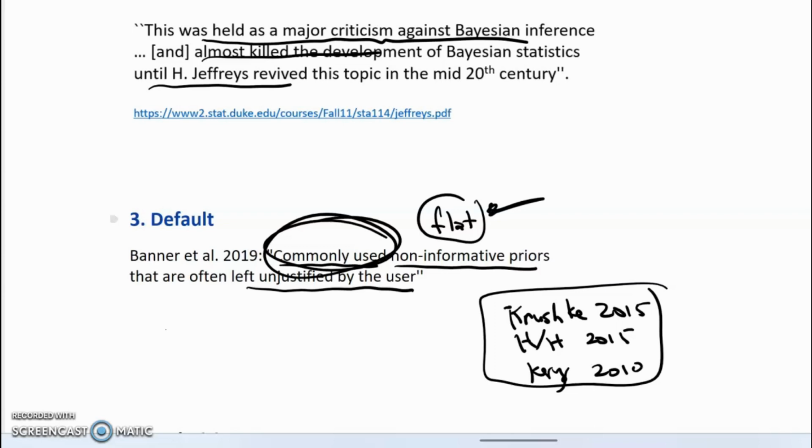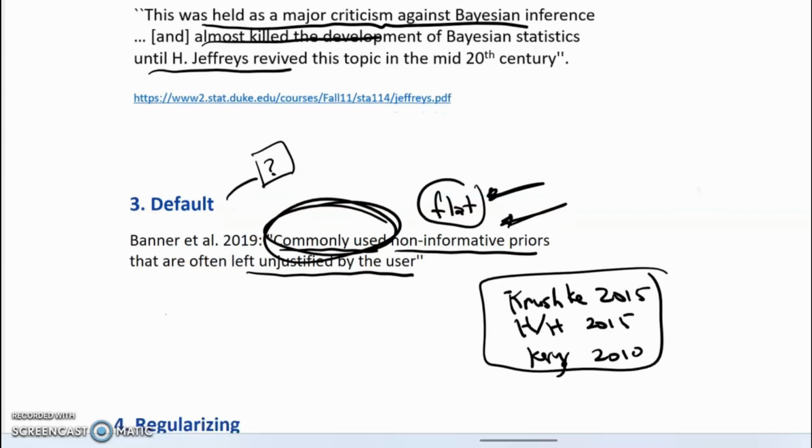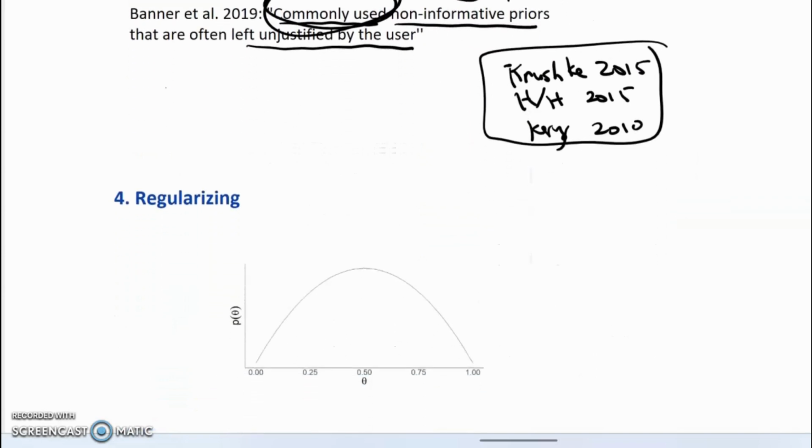The whole idea, and I'll talk about this a bit later, is that using the default isn't necessarily the best idea. You're going to see them quite frequently when you read papers, but if you're doing your own work, you might want to think about something other than the default.